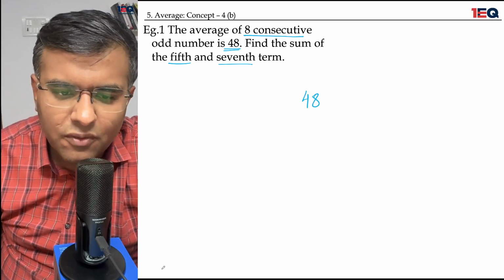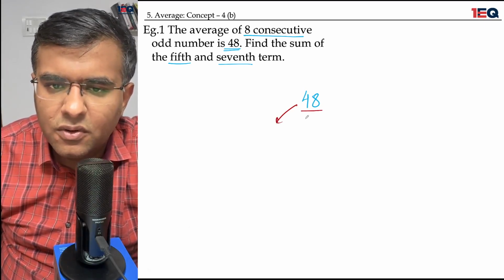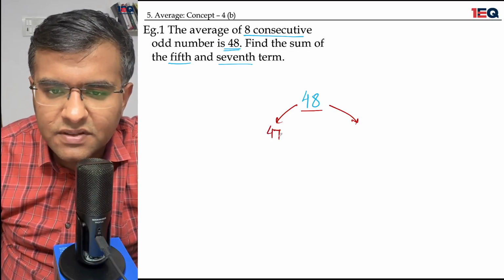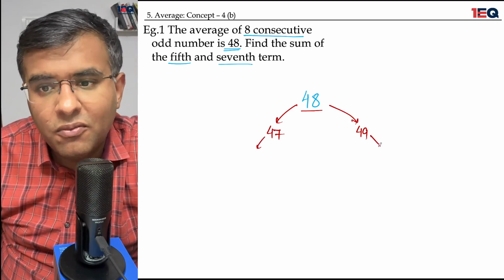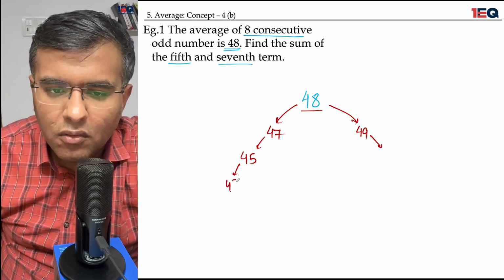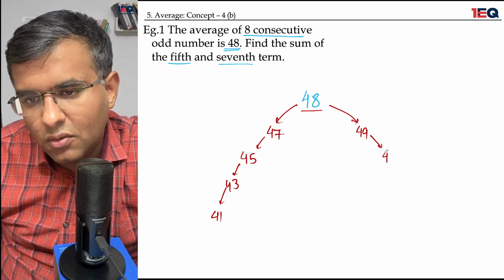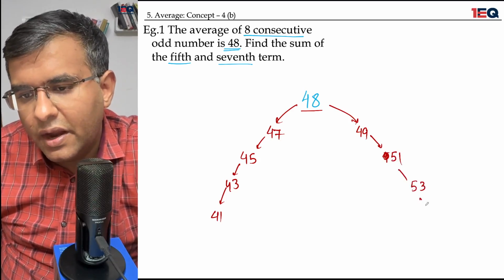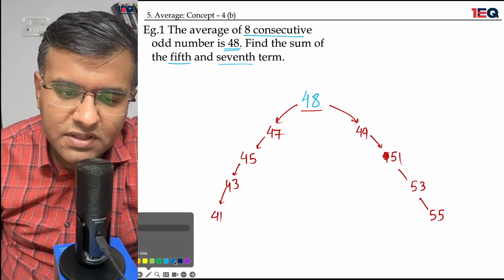Okay, so this is 48, which is lying at the center. I have 8 consecutive odd numbers. So 4 terms would go on the left and 4 terms would go on the right. For 48, the lower one is 47, the higher one is 49. Similarly, I'll go down more terms and up more terms. 47, 45, 43, 41. Again, 49, 51, then higher takes it 53, and then higher takes it 55. So I have all the 8 consecutive numbers that I was looking for.